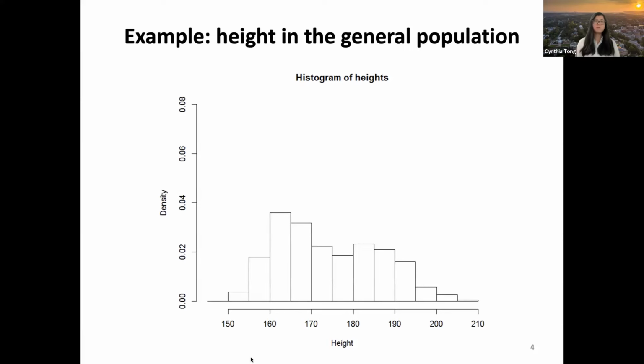An example could be the measure of height. Here's probably a histogram of height in a certain population. And instead of seeing the bell-shaped normal curve, we actually see a histogram like this. It seems to be bimodal.